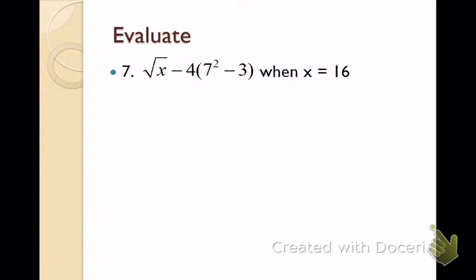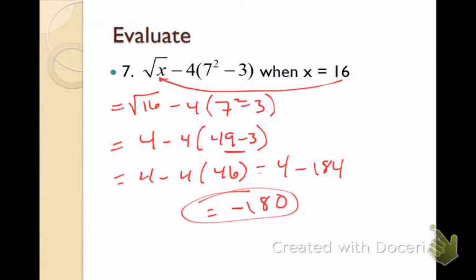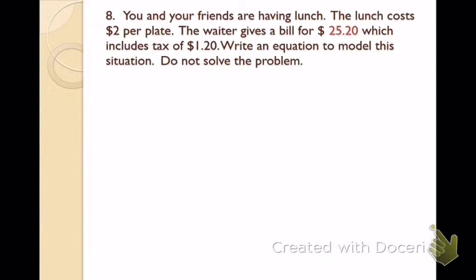You got another one. Try 7. Again, stop the video, see what you come up with. Make sure you follow your order of operations. And so hopefully you got negative 180. Okay, if not, come find help. Let's figure out why you didn't get negative 180.